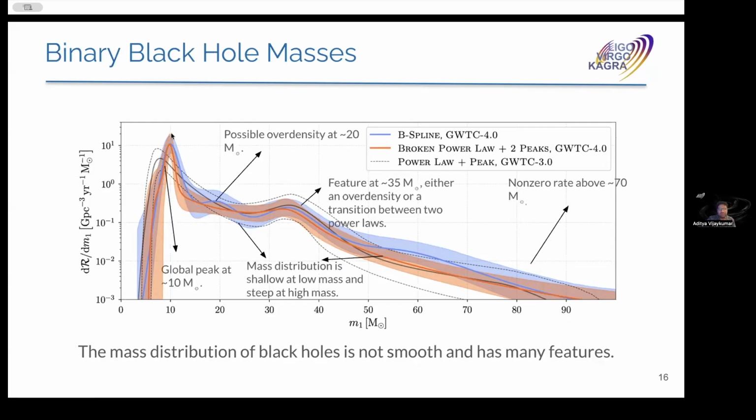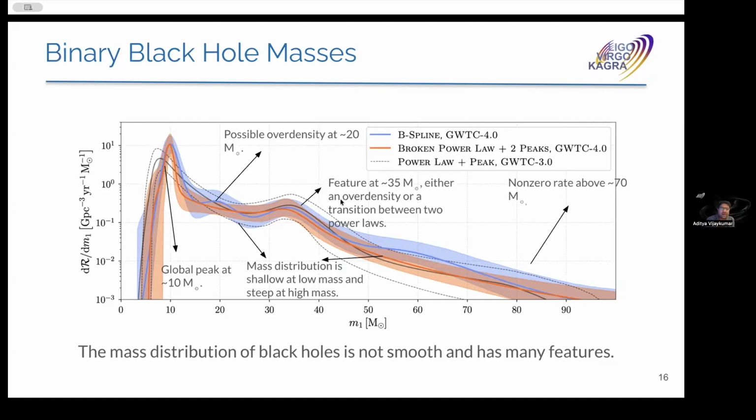So the first feature that is extremely striking is this global peak of the binary black hole mass distribution at, sorry, can you see the slide? Yes. Okay, great. Sorry, I just wanted to check because there was a message in the chat.